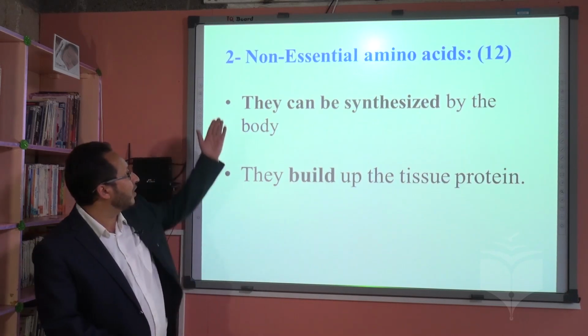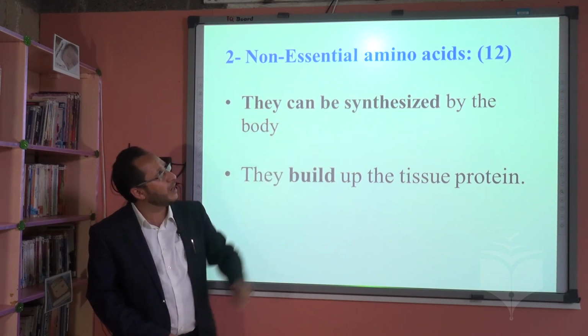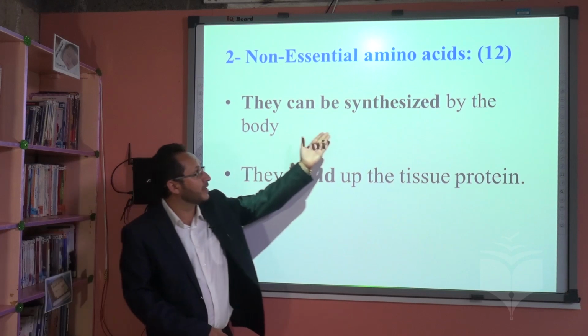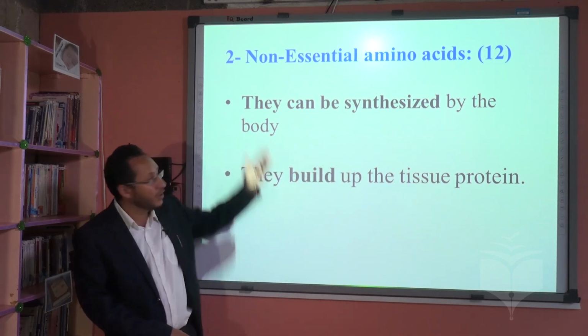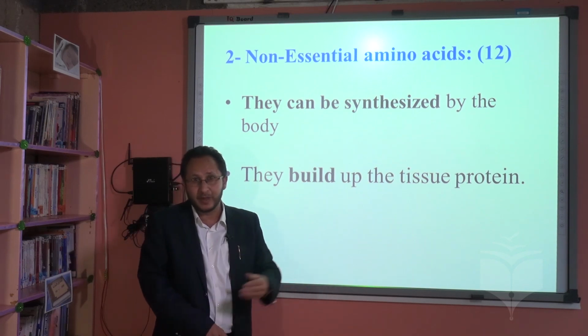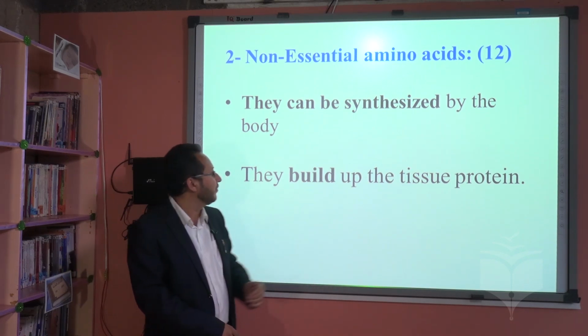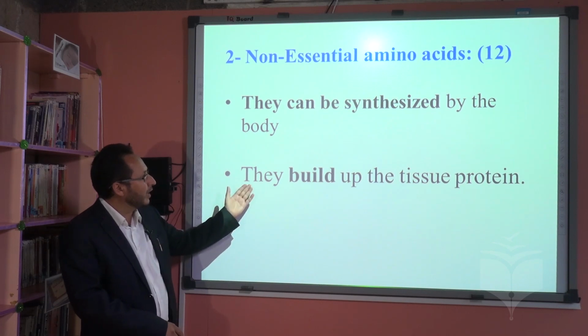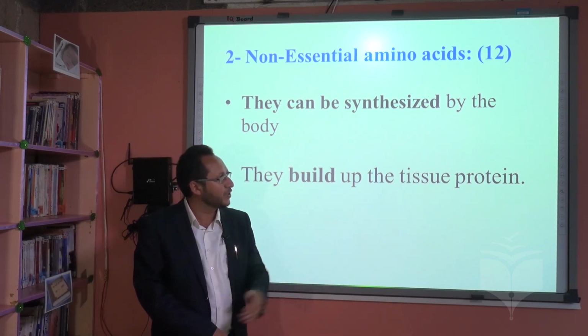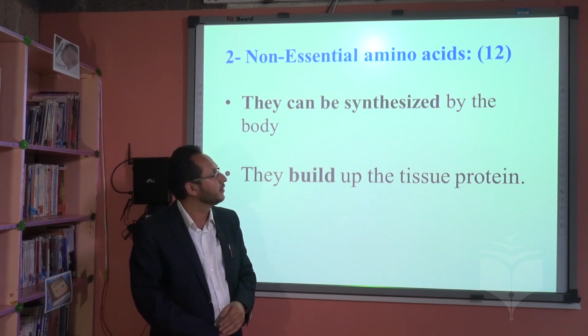The second type, we call them non-essential amino acids, and we have 12 types. They can be synthesized by the body. That's why we call them non-essential. You take them or you don't take them, your body synthesizes them inside it. What is important about them? They build up the tissue proteins of the body.